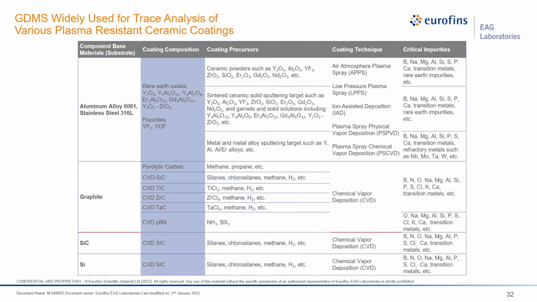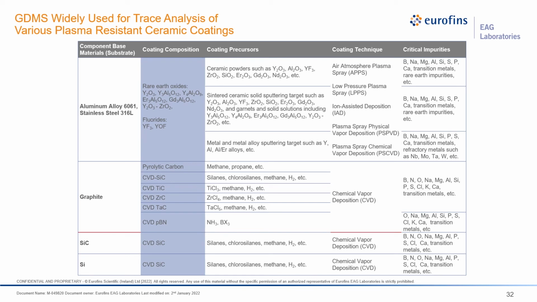GDMS is not only used for the ceramic coatings we demonstrated earlier, yttrium aluminum garnet, yttrium stabilized zirconium, or yttrium fluoride, but is actually used in many other plasma resistance coatings. Those can be rare earth oxides of yttrium, aluminum, or rare earths, or the fluorides, and those typically have aluminum alloy or stainless steel substrates. Those are the critical impurities you can analyze. Basically, the full survey chemical analysis.